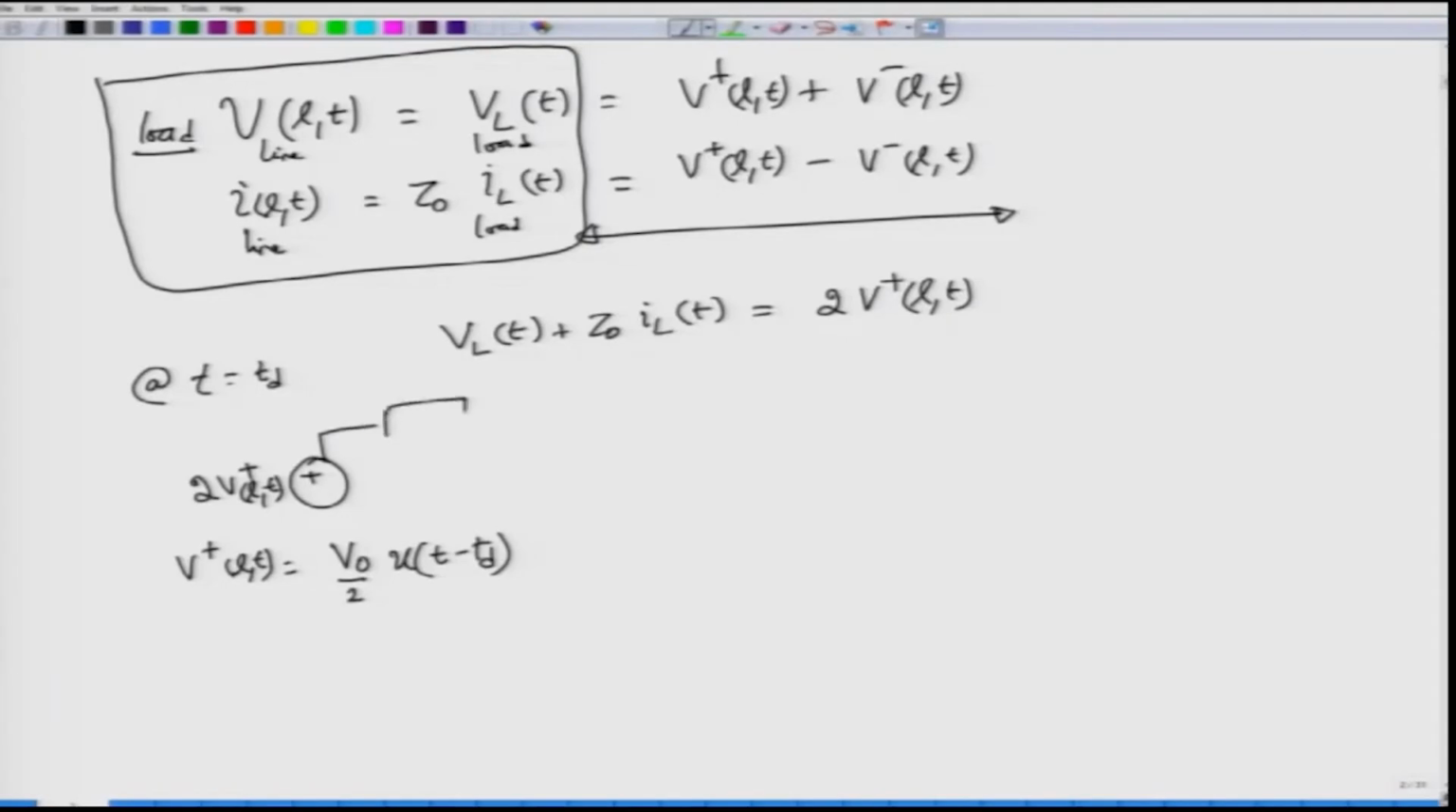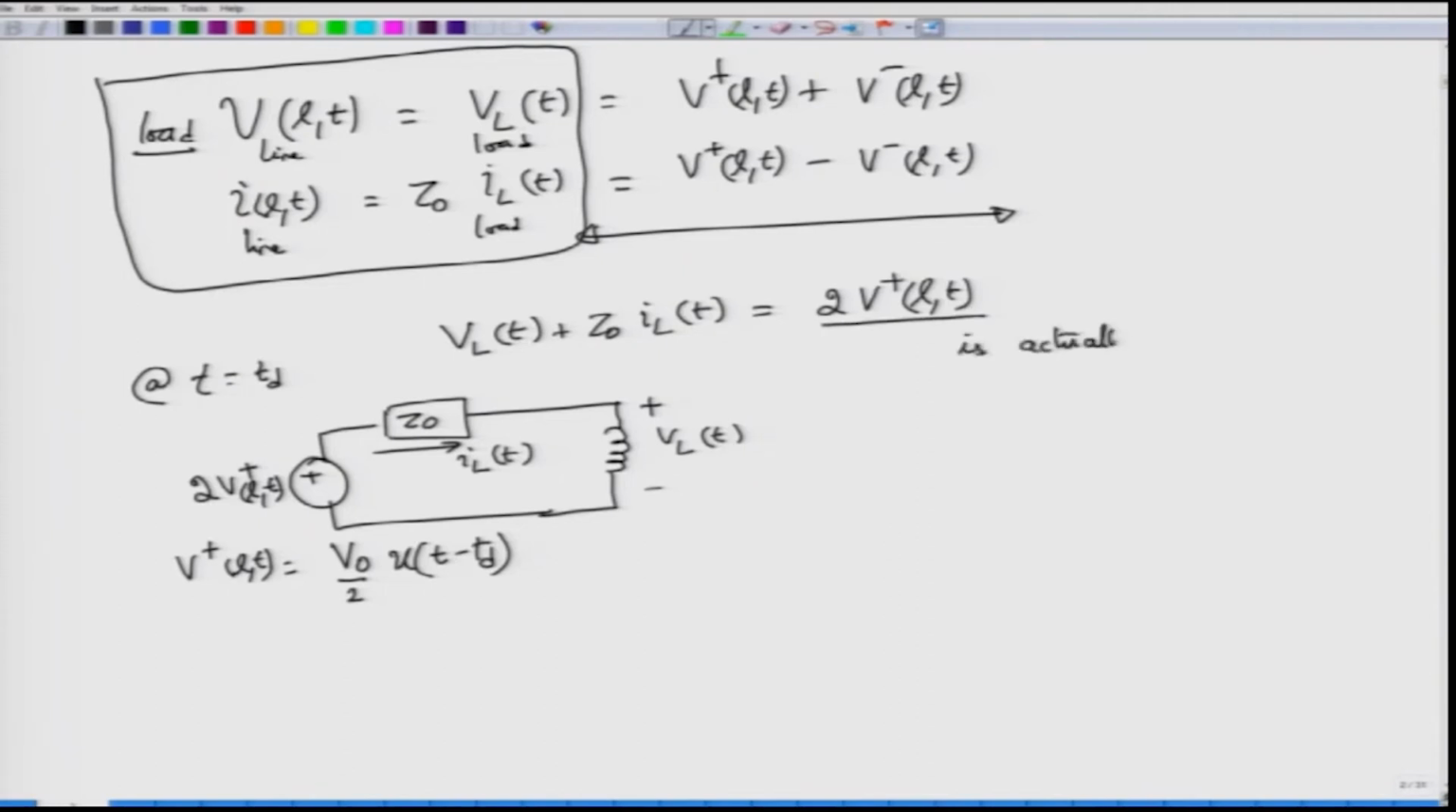So go back to this one. This must be equal to Z0. Let's say the current flowing through this must be IL of T, right? And then you must have a load voltage which is VL of T. What is the load here? It is the inductor that we have considered. By applying KVL you can show that this equation is actually represented by this. Further, very curiously, this value of 2 V plus of L comma T is actually the open circuit voltage, correct?